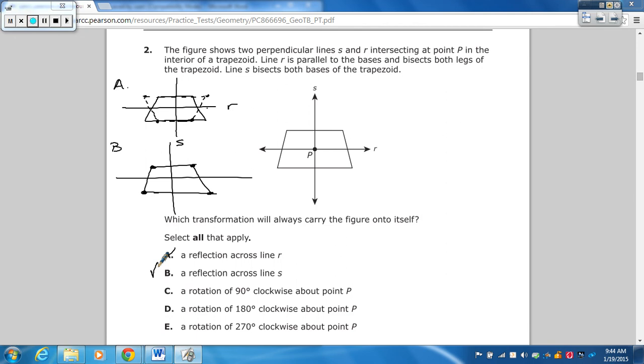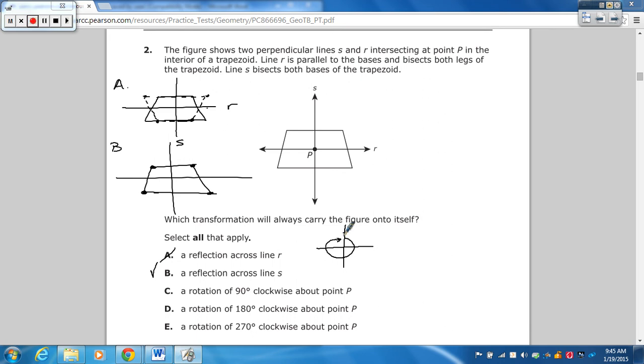Letter C says a 90 degrees clockwise rotation. Now, clockwise, if we were to start at 12 o'clock, clockwise means to go to your right, just like the hands on the clock. If you kind of have a brain fart while you're taking the test, look up at the clock in the room. Ask yourself, what direction are the hands moving? That's what you need to put down as far as the clockwise rotation.